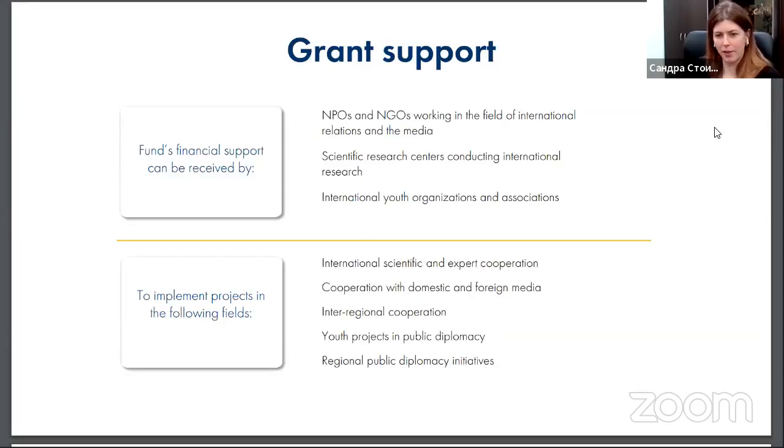Speaking about the grant support again, I have to underline that we give financial support only to non-profit and non-governmental organizations working in the field of international relations and the media. So if your organization, as it's written a bit below, a Scientific Research Center, is an NGO, then we are happy to have your application. But if it is a state structure, or something profitable, unfortunately, we are not able to support it, because according to our status, we only support non-profit and non-governmental organizations.